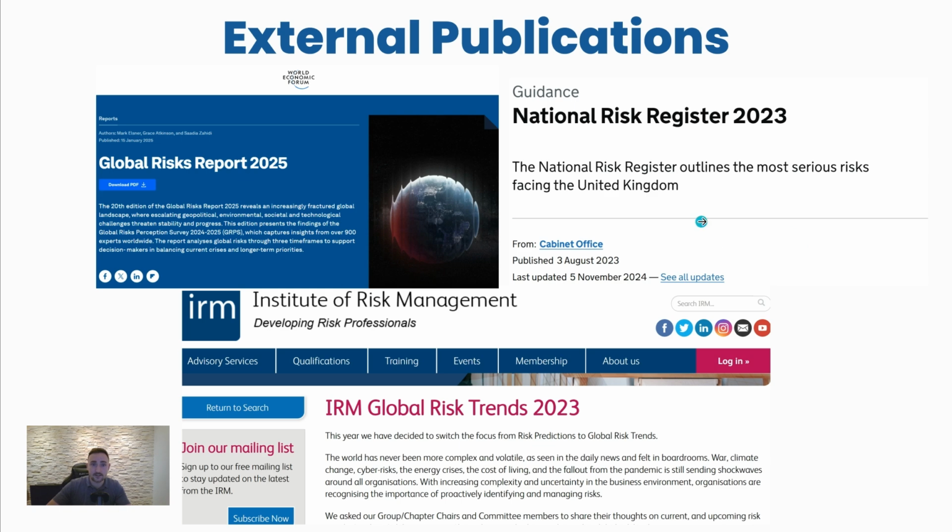The next one is external publication. So it's often good to also look outside of your organization, look over the fence, look over in the other ponds. There are lots of different reports, whether that's from the World Economic Forum, so this one here, whether it's from your country's risk register. So this is often looking at some of the external risks to maybe your organization, or different institutions that also produce things like risk reports.